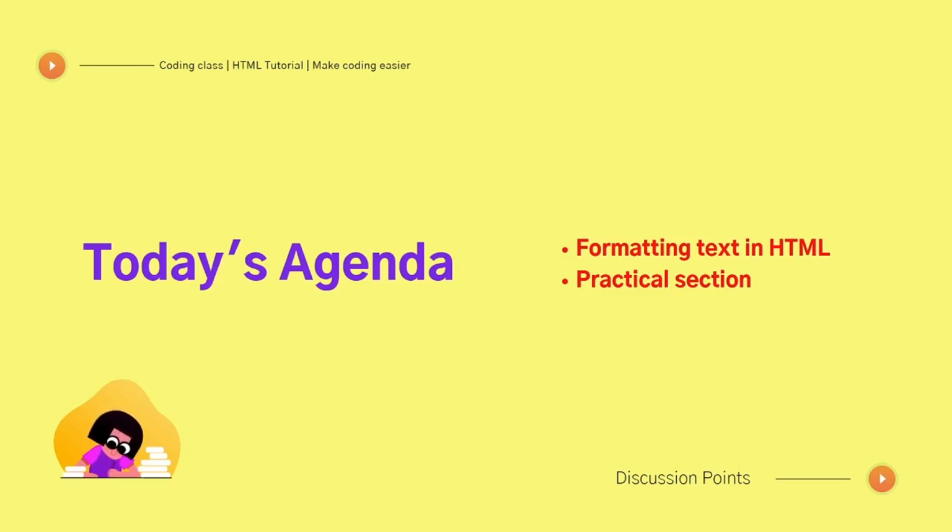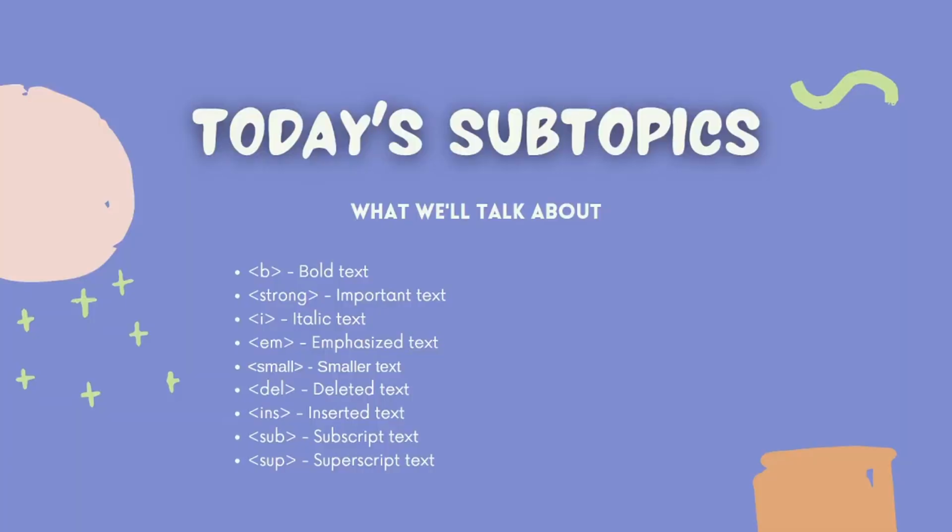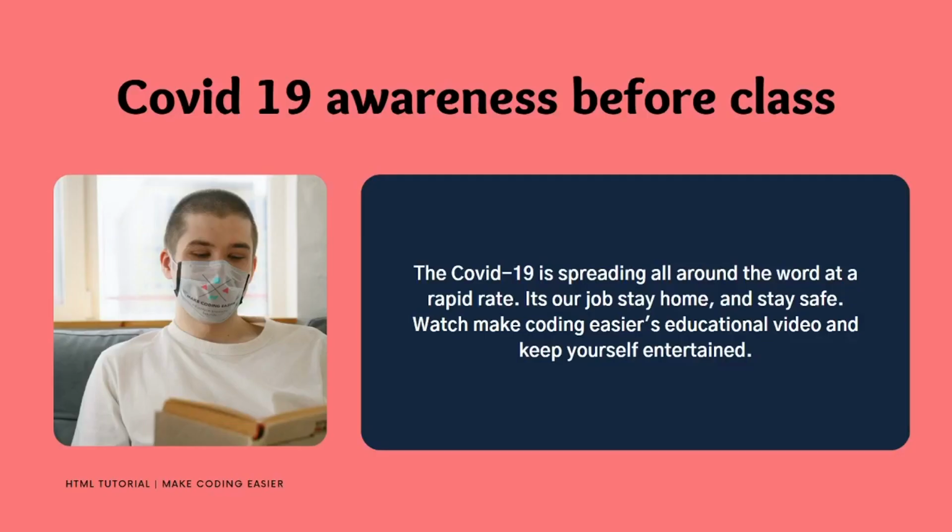Our discussion topic is not many topics, but a single huge topic: formatting text in HTML. What are we going to learn under this topic? We'll talk about the b tag, the strong tag, the i tag, the em tag, the small tag, the del tag, the ins tag, the sub and the sup tags.